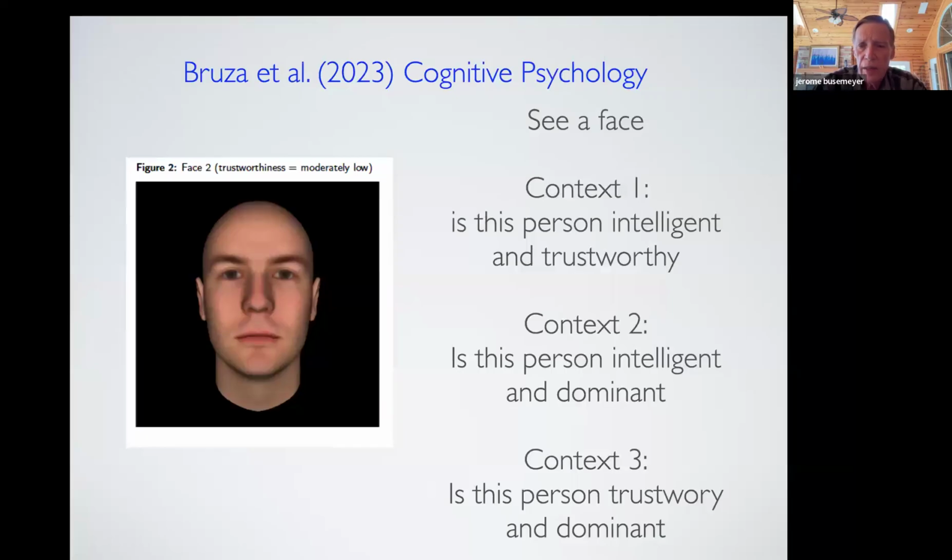Now, in the second context, you might ask, is this person intelligent and dominant? That's the second. Then the third context is, is this person trustworthy and dominant? So those are the three different contexts. They're produced by pairs of questions.